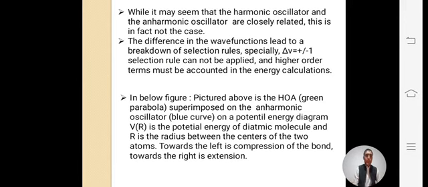The difference in the wave functions leads to a breakdown of selection rules. Especially, the delta V equal to plus or minus 1 selection rule cannot be applied, and higher order terms must be accounted for in the energy calculations.